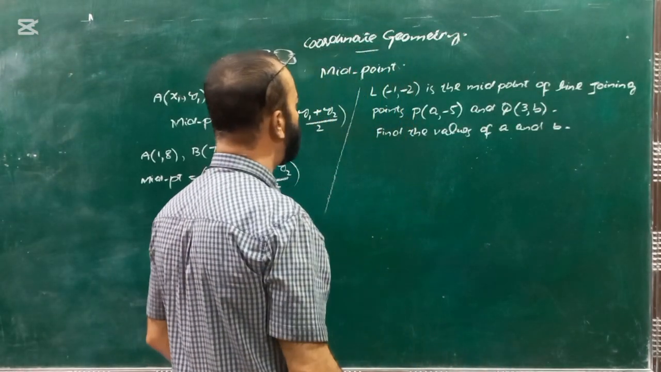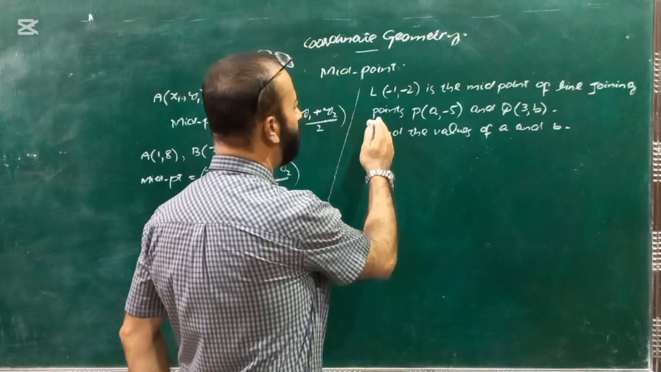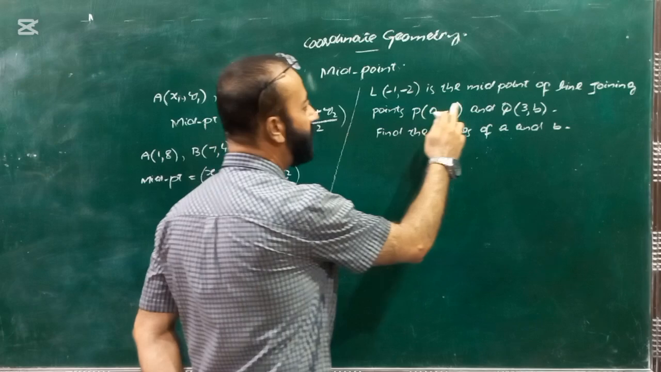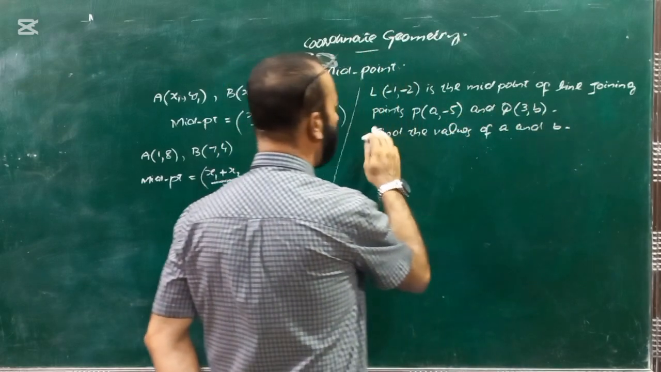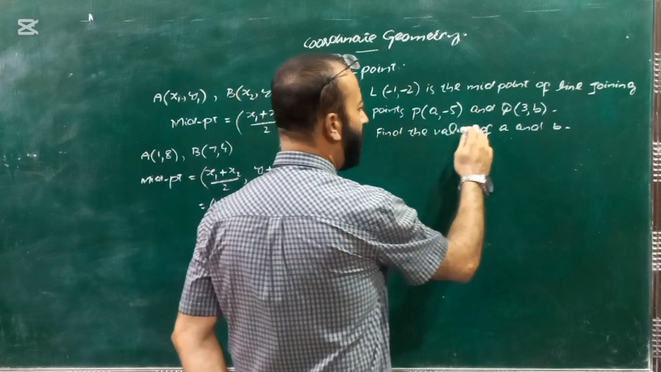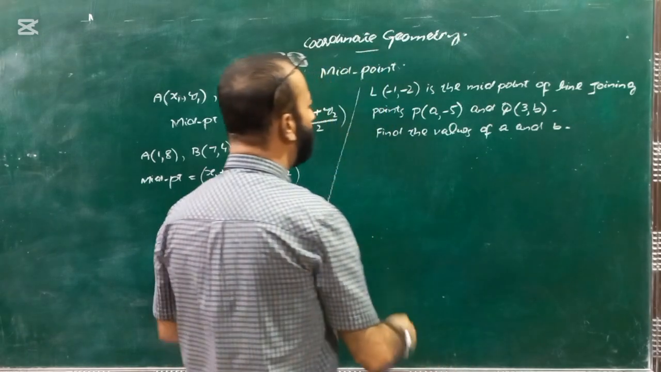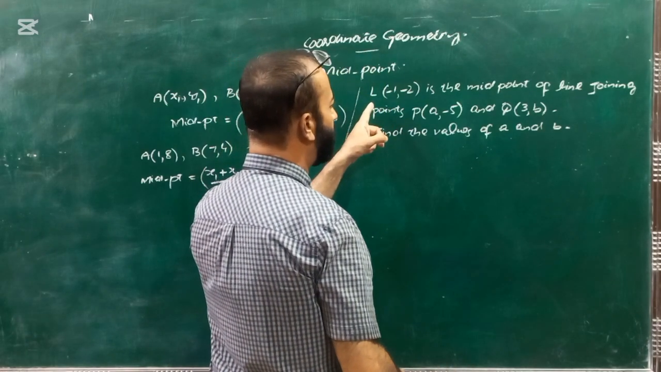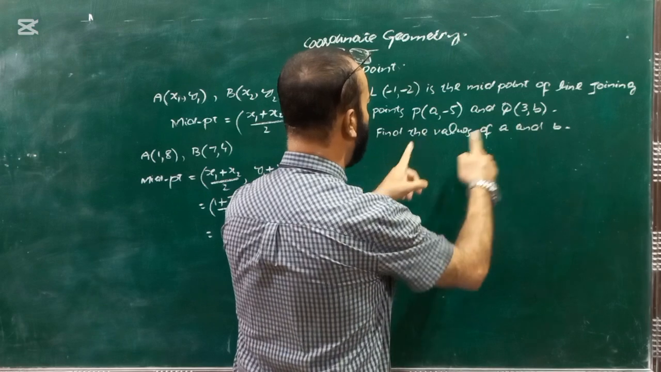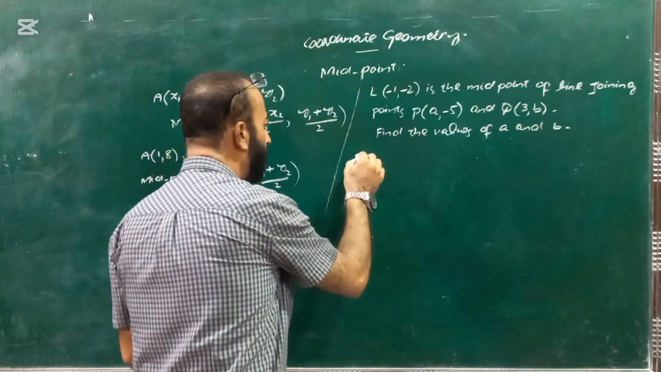Here is another question on the midpoint. The statement is: L(-1, -2) is the midpoint of the line joining the points P(A, -5) and Q(3, B). Find the values of A and B. Because this point is given as the midpoint of these 2 points, the requirement is to find the values of A and B.